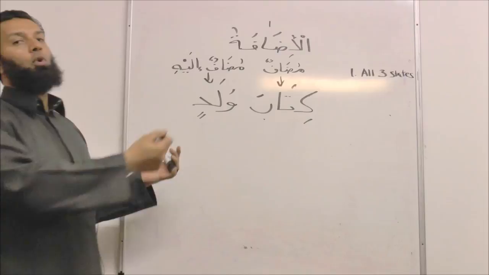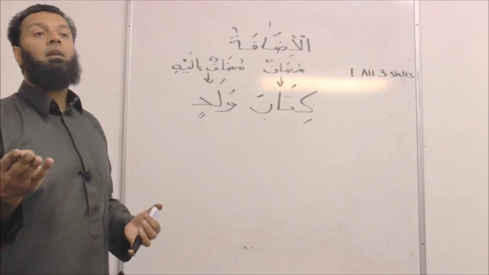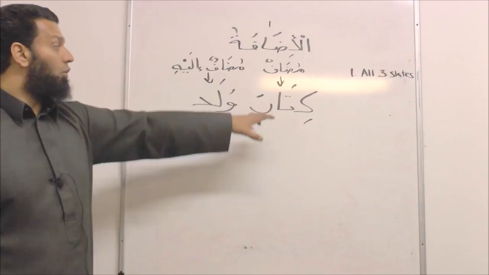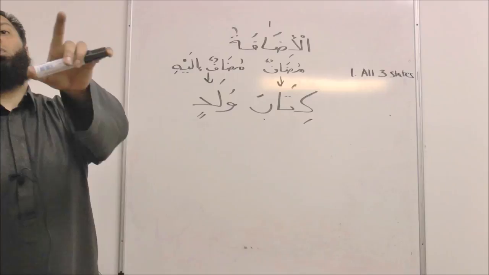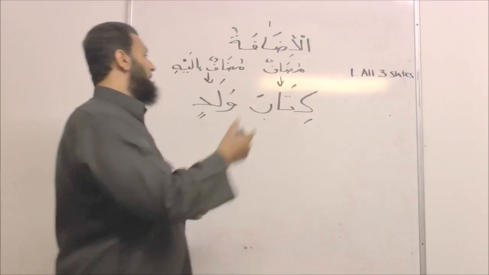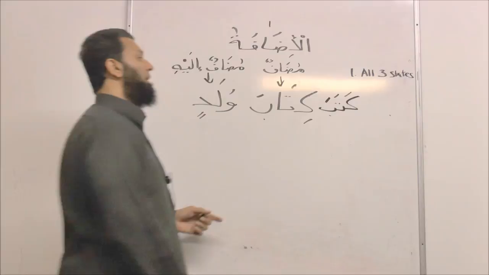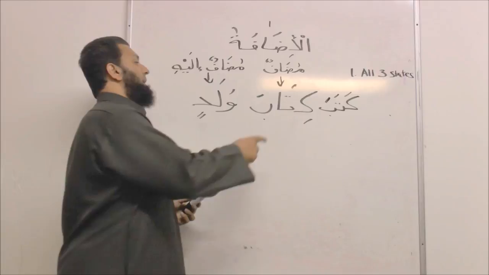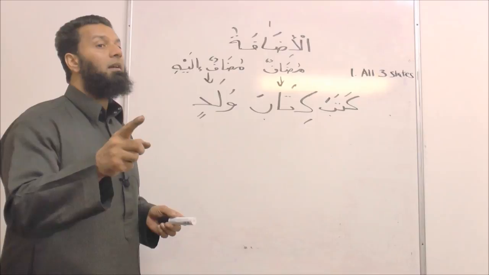Without what? We should now know, without a fi'lun, for example, before it. Right? Because ordinarily it would never be kitaba waladin. It would be kitabu waladin. Right? So if we're going to write kitaba waladin, then it must mean that what should come here, Muhammad? Kataba, for example. Kataba kitaba waladin. So what does kataba kitaba waladin mean? He wrote a book. A boy wrote a book.